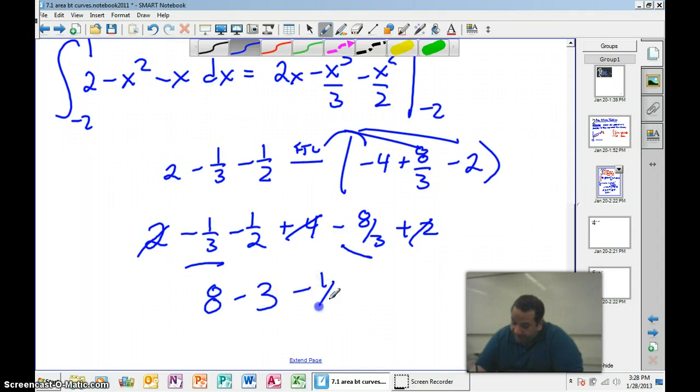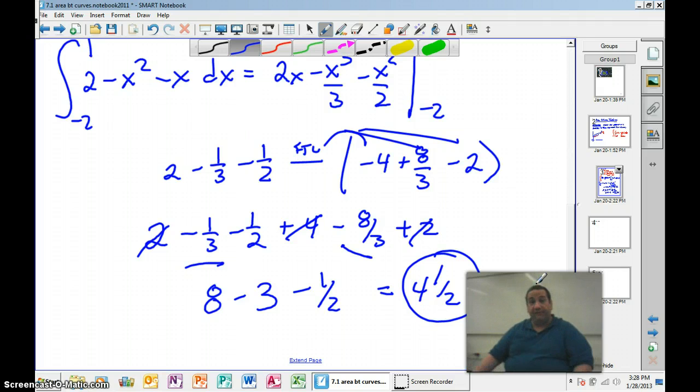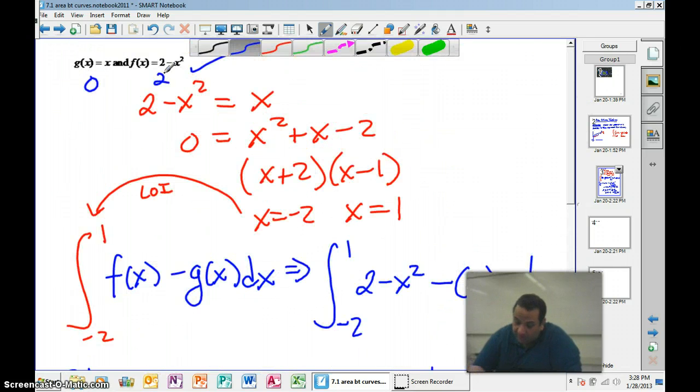And then minus a half. So I get 5 minus a half. How's about 4.5? That is my area, and this would be square units, whatever square units we have. That's our area between these two graphs, between 2 minus x squared and x.